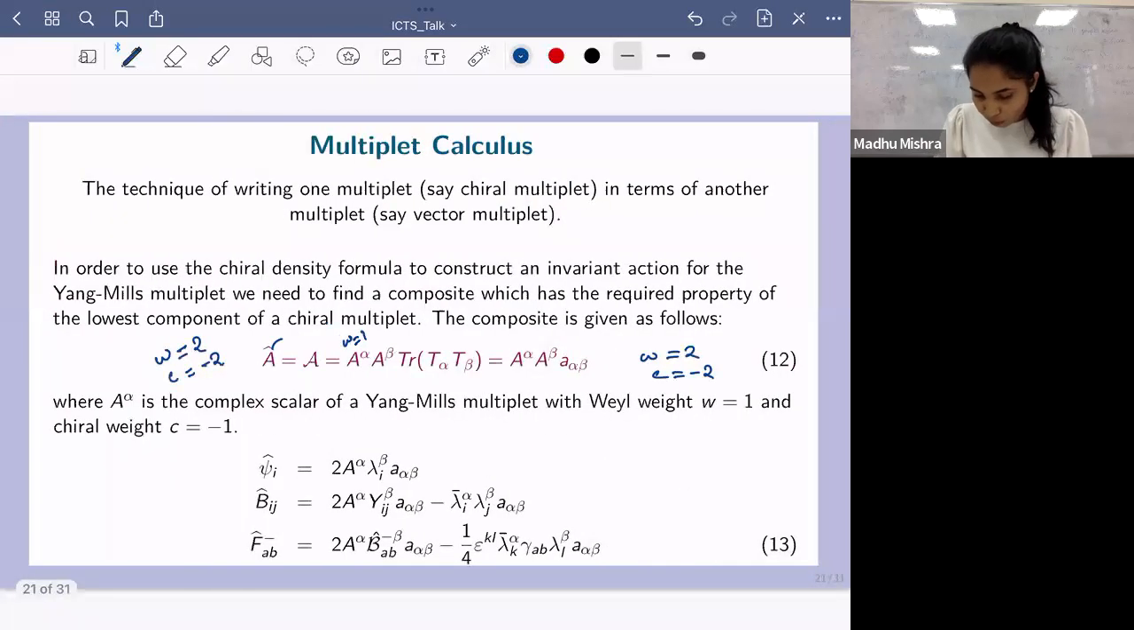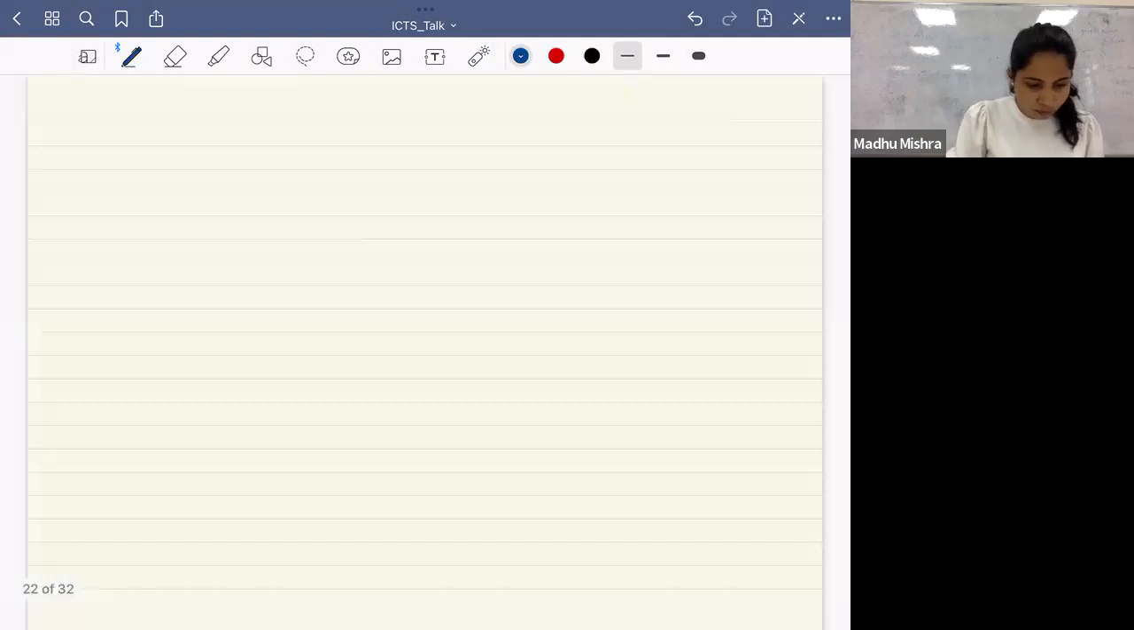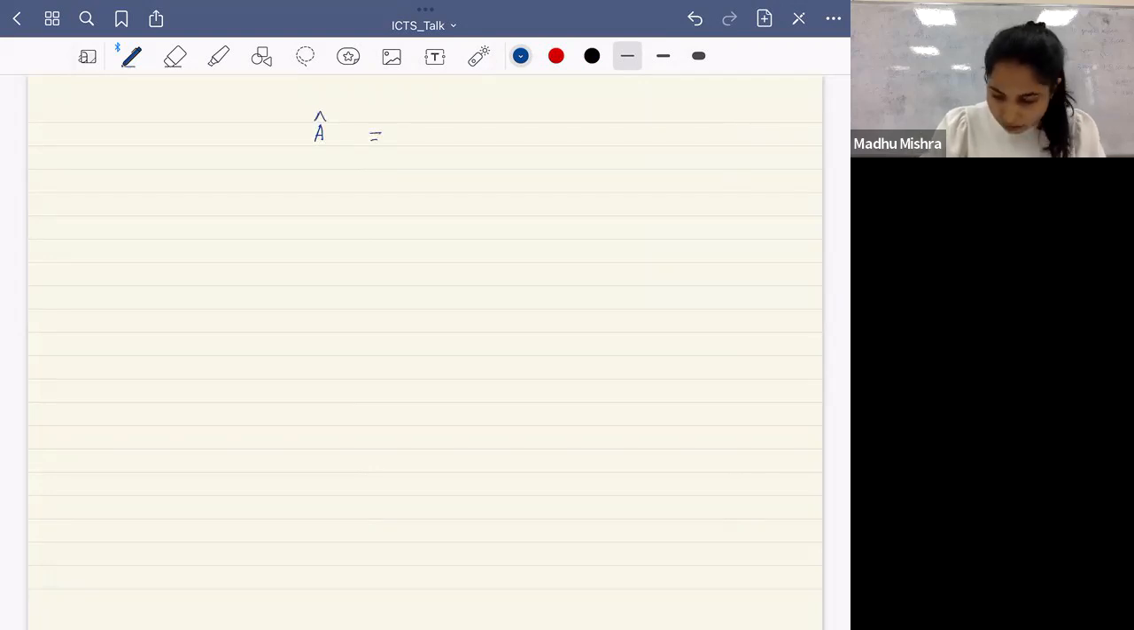To do so, we will just do the successive application of supersymmetry in these expressions and find these fields. So I can show how one does that. For example, we start with this. This is the chiral multiplet. These are the components of the Yang-Mills field. And the transformation of the chiral multiplet is this.